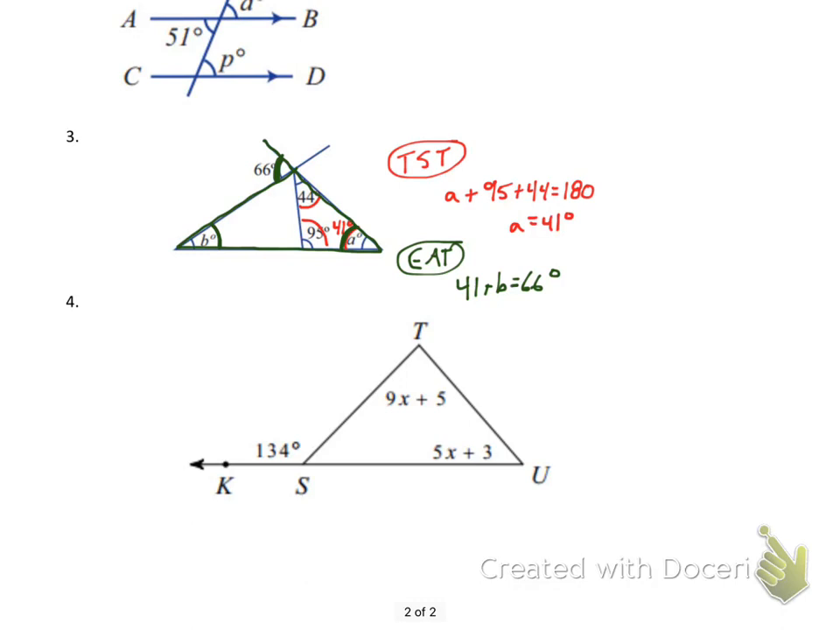All right. So we kind of have to ignore that line in the middle with the 44 and 95 degree angles. All right. So we've got the exterior angle is 66, so that is A and B combined. We already know what A is, which means B now has to be 25 degrees.